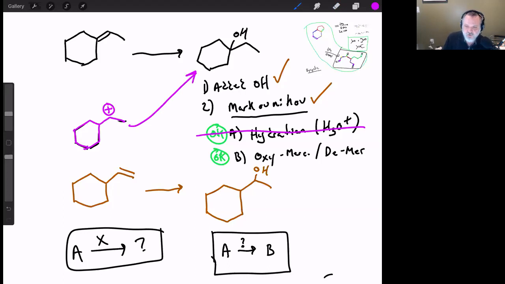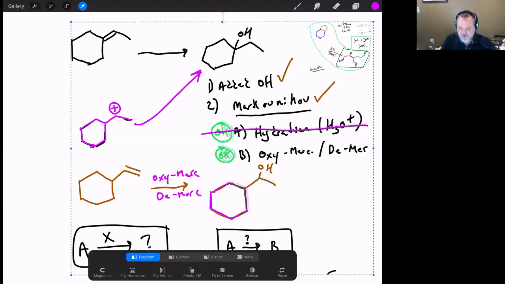The only correct answer for this solution would be oxymercuration, demercuration. That's the only reaction that would lead to this alcohol at the secondary location. If you did acid catalyzed hydration, you'd get the hydride shift and you'd still end up with the tertiary alcohol. Okay, any questions about that one?